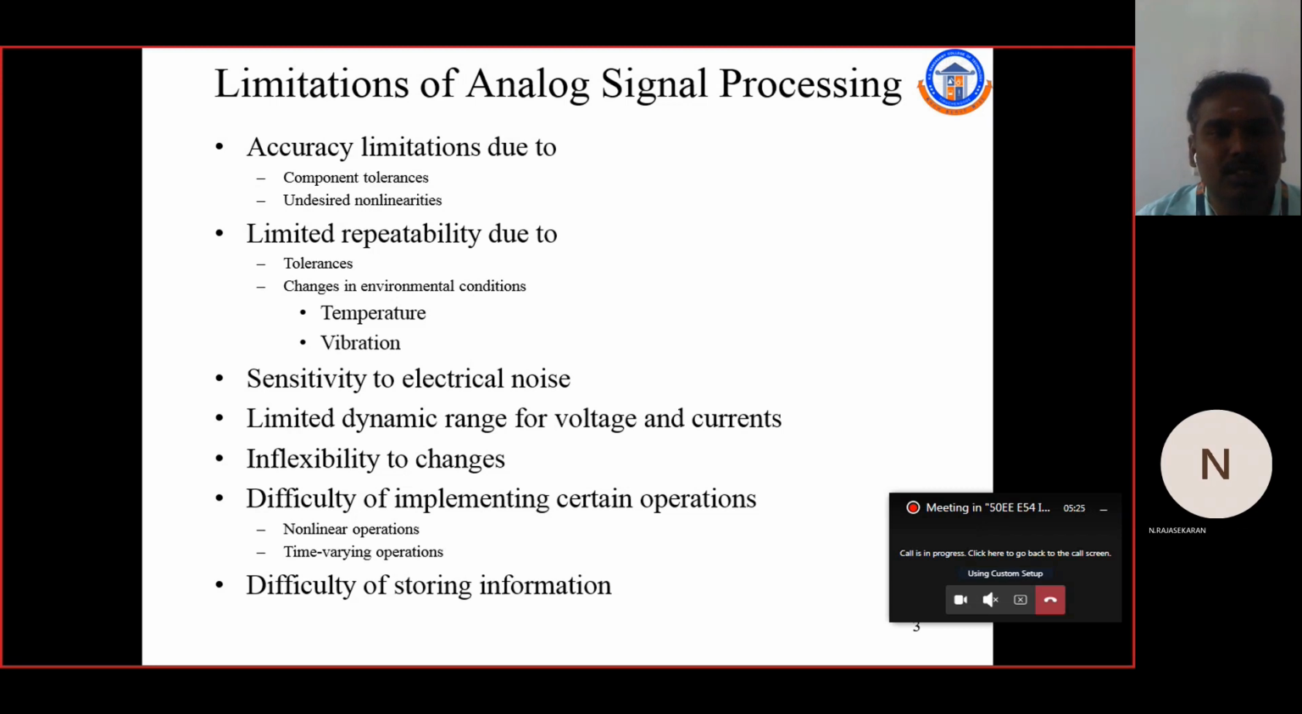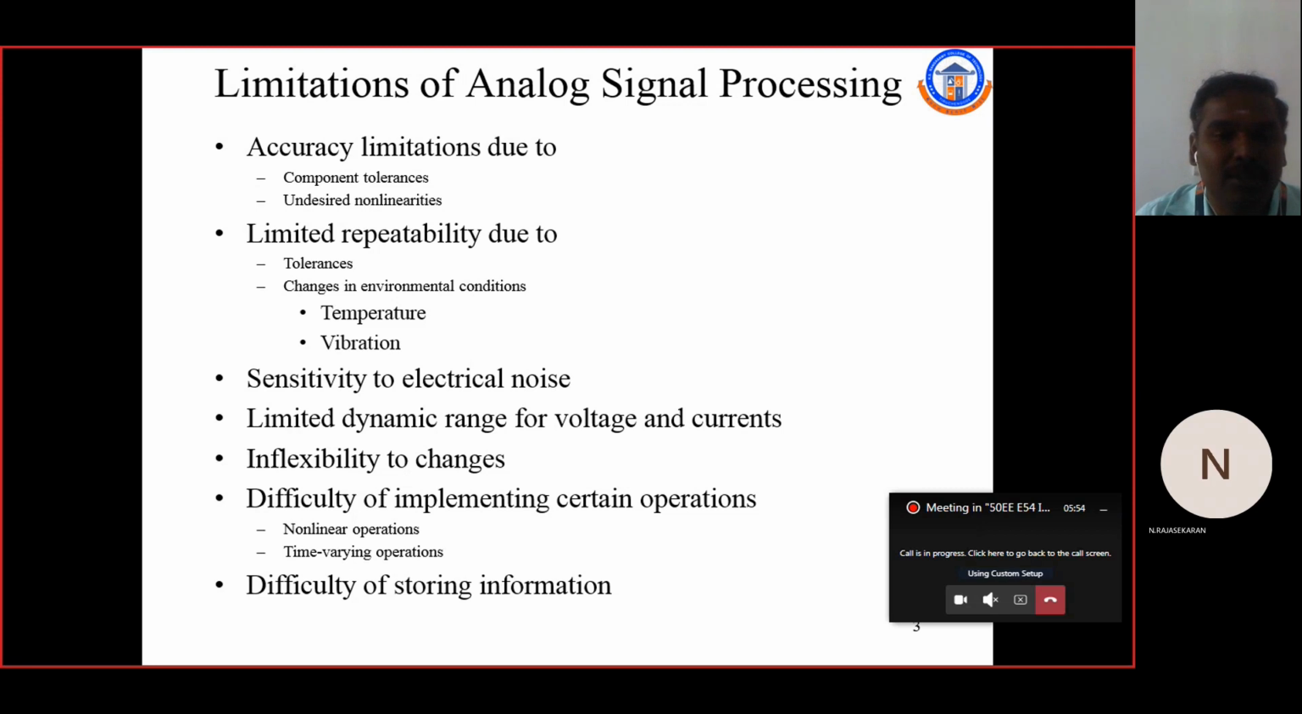There is also a problem of nonlinearity. In our situation we expect linear behavior, but in some cases the system may exhibit nonlinearity. There is limited repeatability due to tolerances and changes in environmental conditions, for example temperature and vibrations. There is also sensitivity to electrical noise. So this is the problem.